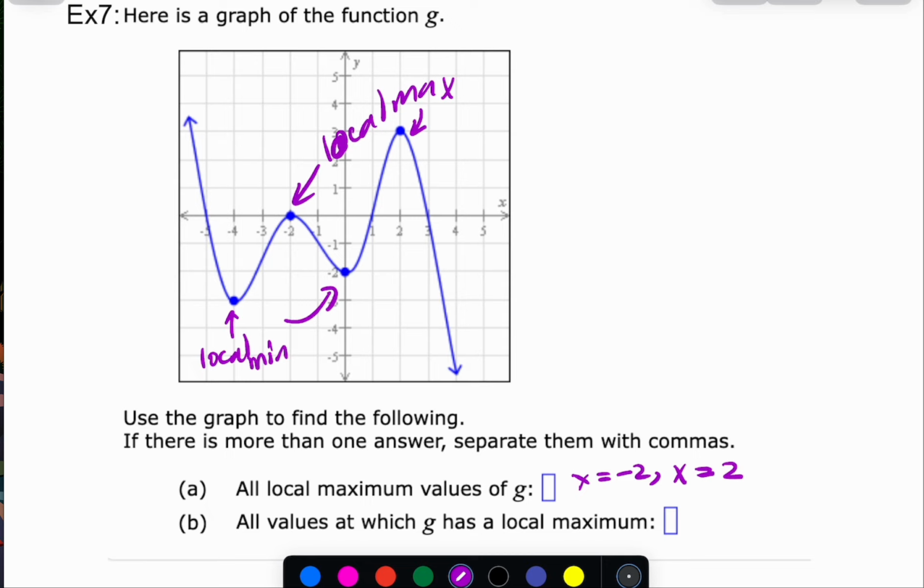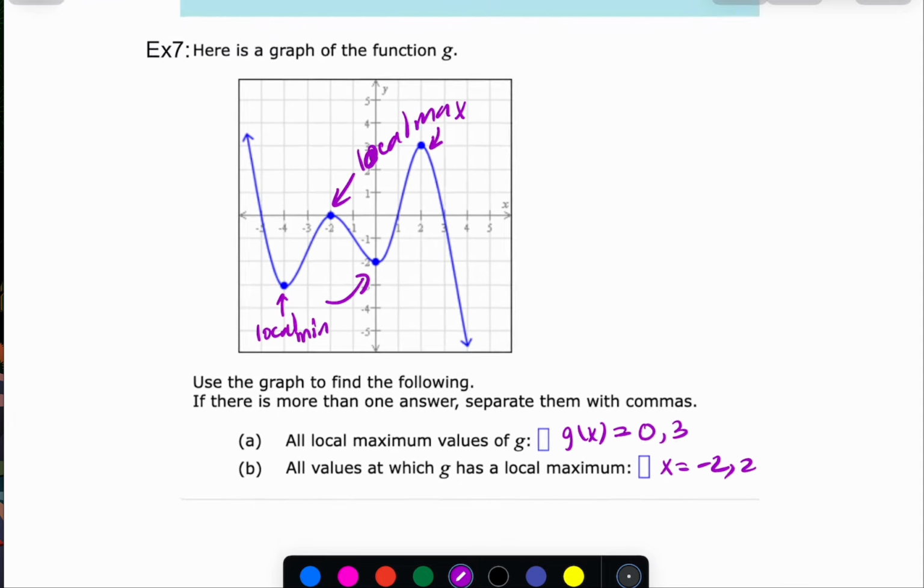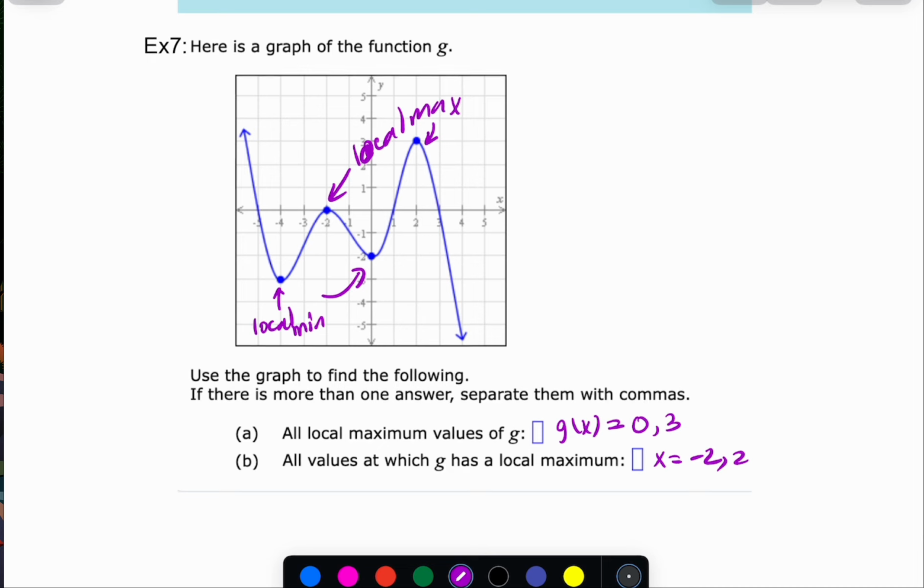So maybe this would be the local max. I think maybe this is x equals -2 and +2. And this is that g of x equals the heights at those locations, 0 and 3. I think that's what they want. I'm sorry, we'll have to explore when we get to Alex.